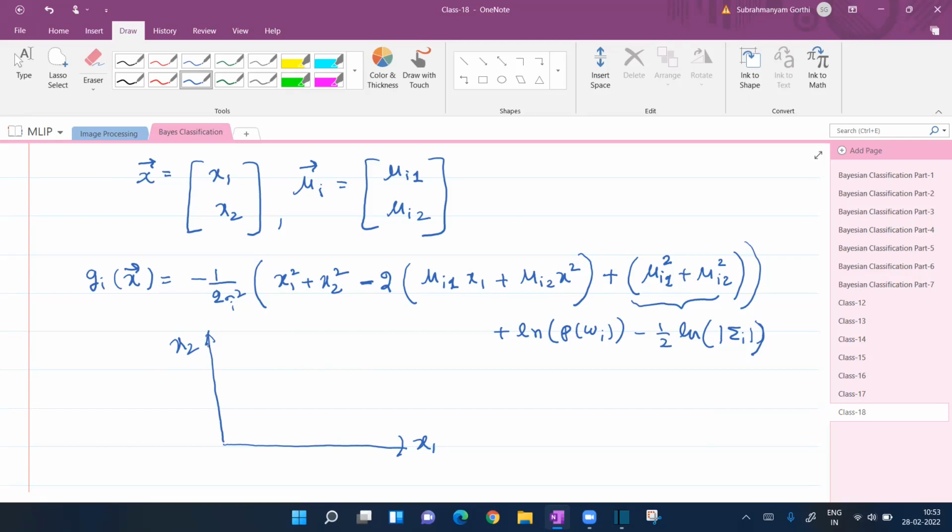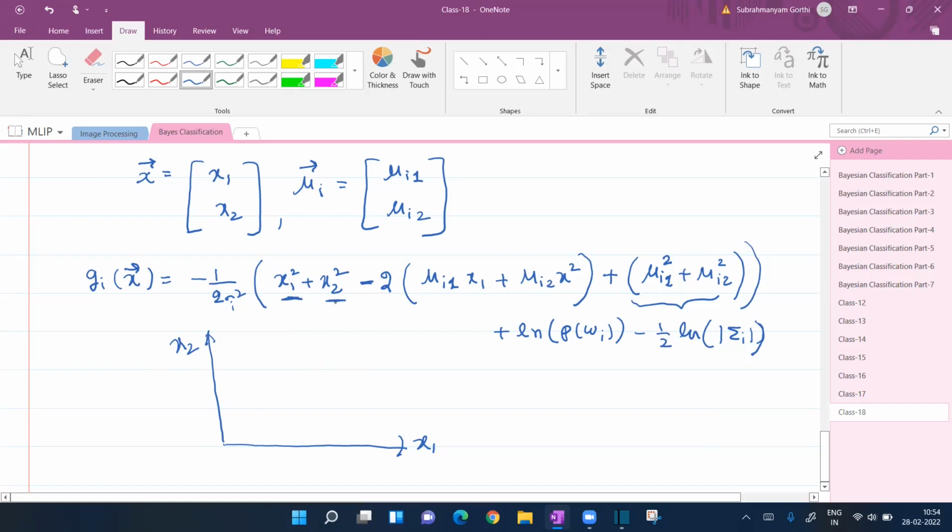Is it a straight line for varying x1 and x2? Is it a circle? Is it a parabola? What all are the possible things here? Hello? It can be all of those. Correct. Very good. Because you see here x1 square terms, x2 square terms here.